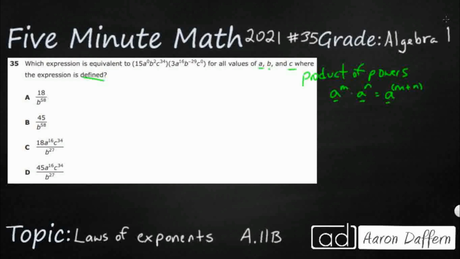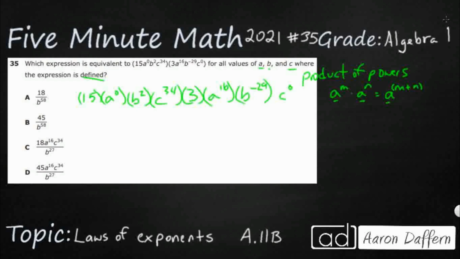So here's what I'm looking for. We're multiplying everything up here, right? So this is what I want to do, let's separate everything out. Watch, we can literally separate it out like this. A to the 0, B to the 2nd, C to the 34th, that's pretty big, times 3, times A to the 16th, times B to the negative 29th. Okay, that's going to be interesting. Times C to the 0.